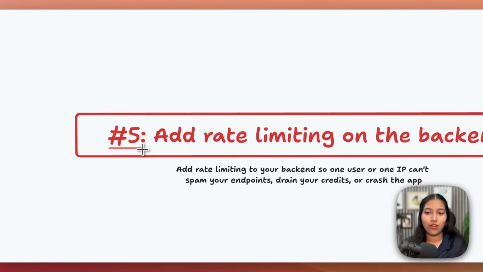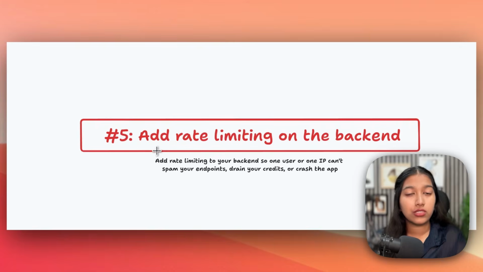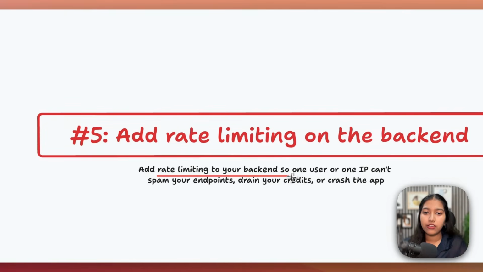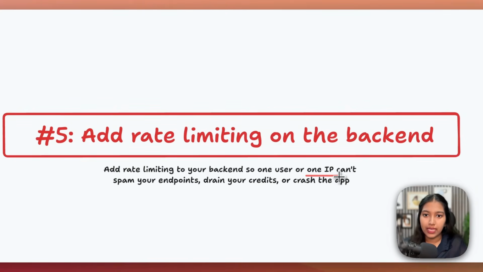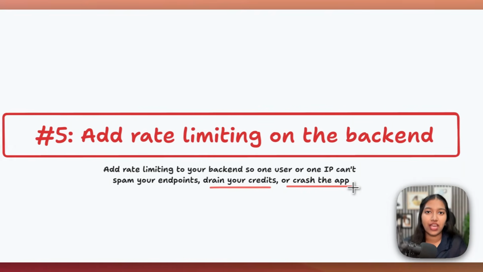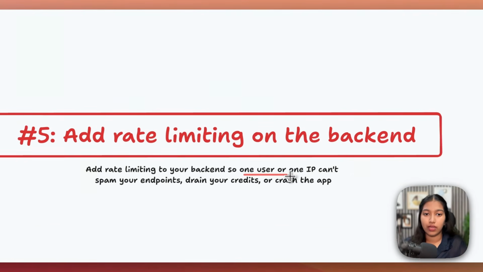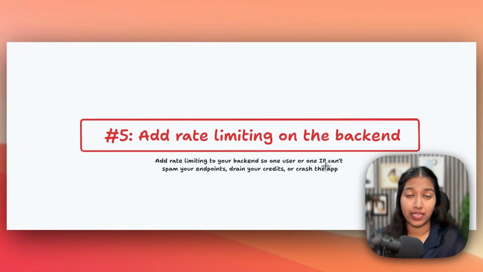So the next point is also very similar to the last one, which is adding rate limiting on the backend. This will also serve the same purpose, but this is basically a limit that we're imposing inside of our code. So add rate limiting to your backend so that one user or one IP cannot spam your endpoints or drain your credits or crash your app. It will automatically see that, okay, this one user or this one IP is sending so many requests to my web app, meaning something is wrong, and it will stop them right there.